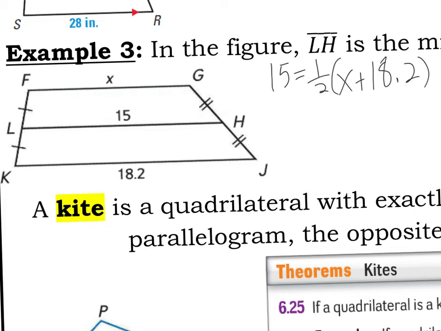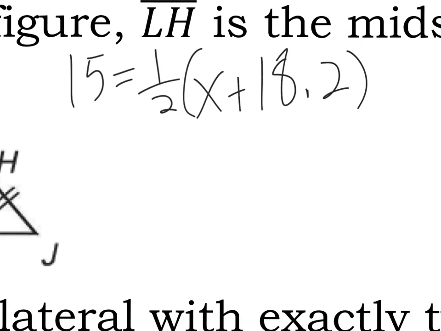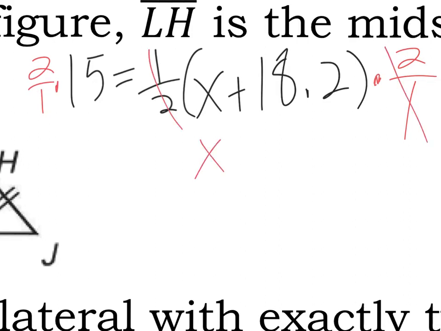So you got a couple options. You can distribute this 1/2 and then just solve for x. But what I like to do is, since this 1/2 is multiplying by these two terms, I can clear out this fraction. I actually think it saves some time by clearing out this fraction. And so to clear out any fraction, you can just flip it and multiply it to both sides. So I'm going to multiply 2 over 1 to both sides, and that'll clear out that fraction on the outside of the parentheses, just leaving behind x plus 18.2. And then 2 over 1 times 15 is just 15 times 2, so that's 30.